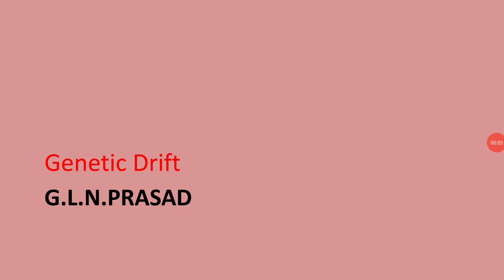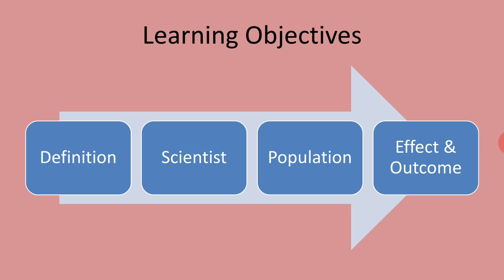My dear students, in this class, let us learn about genetic drift. The learning objectives of this lesson are: we are going to learn about the definition of genetic drift, the scientist who proposed this concept, and in which populations, that means whether in small populations or in big populations, this genetic drift takes place. And at the end, we're also going to learn about the effect and outcome of genetic drift.